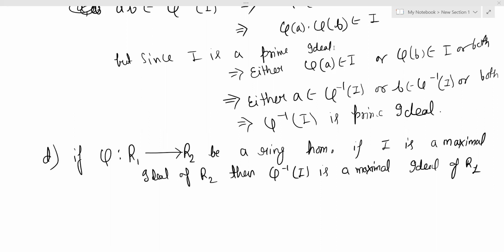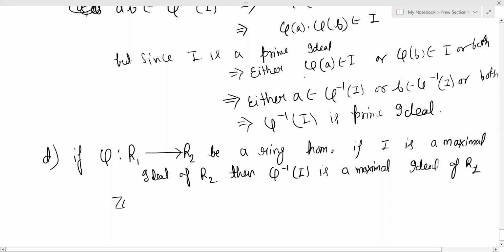Okay. So if phi mapping R1 to R2 is a ring homomorphism and I is a maximal ideal of R2, then phi inverse I is a maximal ideal of R1. Is this true or false? In the second part, we proved that if I is a prime ideal of R2, then phi inverse I is a prime ideal of R1. Now he is asking about maximal. No idea, sir. Sorry, sir.